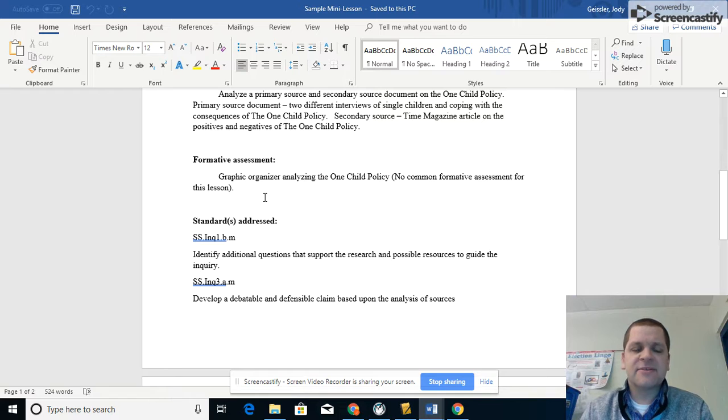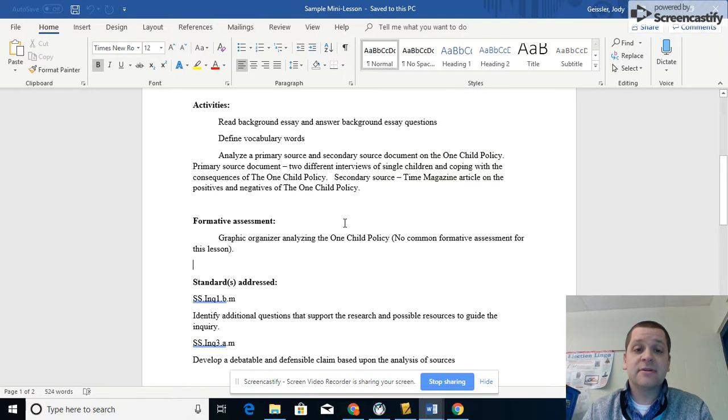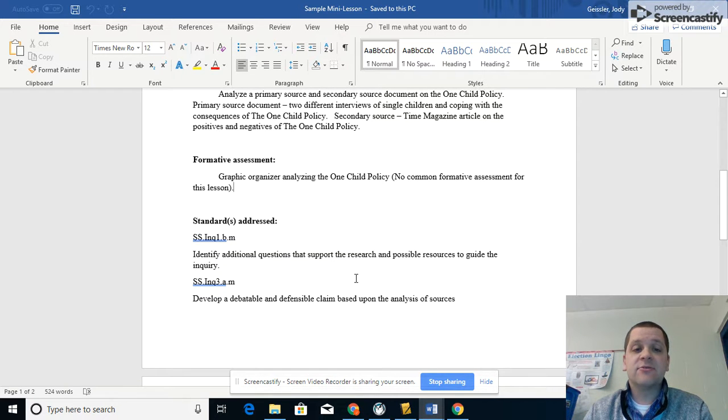Then the formative assessment. The formative assessment is just a dipstick of where your students are at in learning. For this, it's a graphic organizer to analyze the one-child policy. If they can analyze the one-child policy and how it affects people from different perspectives, then they can do that on their summative assessment. Maybe you can just do a quick explanation of that when you do your actual lesson on Thursday.